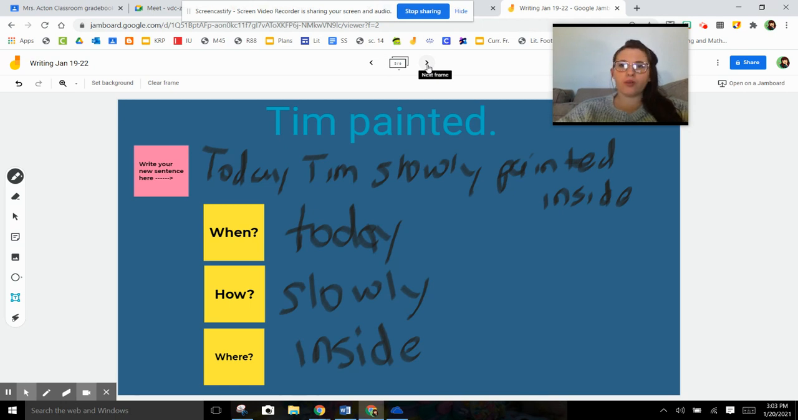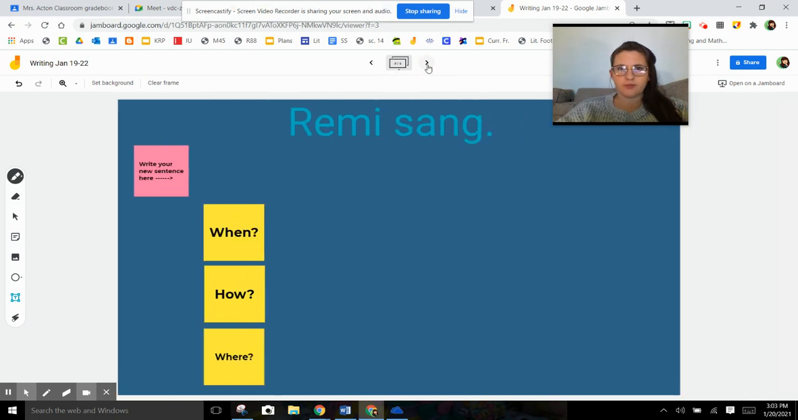So that's how it's important for us to see when, how, and where these verbs are happening. It helps us describe those verbs and it gives your reader, whoever you're writing for, more detail. All right, so here's another one. So we've just got Remy sang. How did she sing? When did she sing? Where did she sing? These are all the things we can answer.